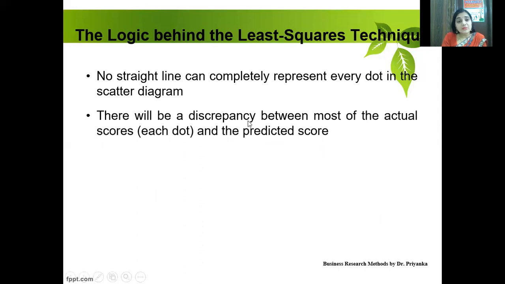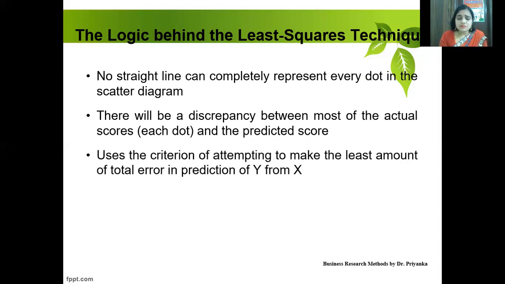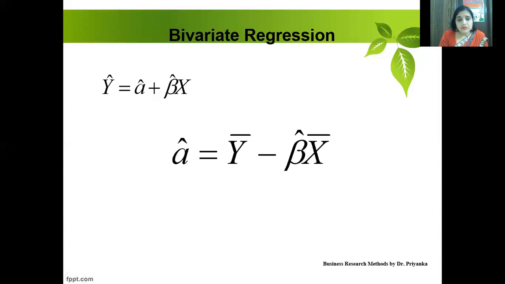There will be a discrepancy between most of the actual scores and the predicted score. Yes, it happens. If the line is the predicted score and the actual dots are the actual scores, then there is always a discrepancy. There might be very few dots which would be coming on the line, that means on the predicted score. It uses the criteria of attempting to make the least amount of total error in prediction of y from x. This is the beauty of the least square technique.